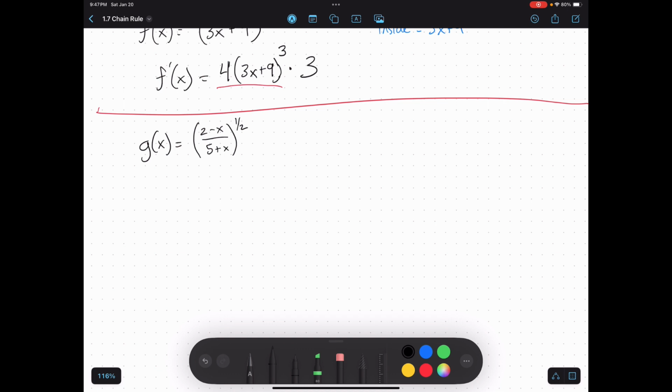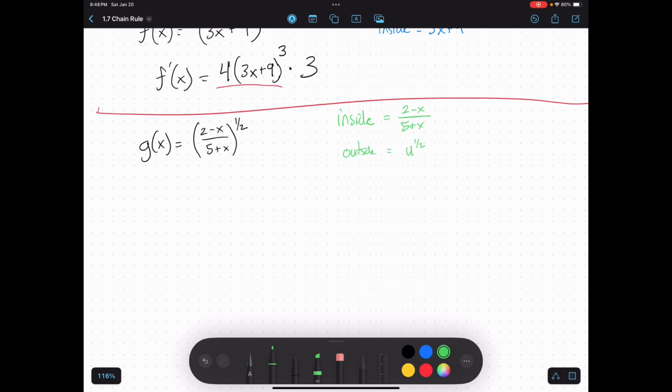Okay, this requires the chain rule because once again, I have a function inside of this exponent of 1/2 function, right? A square root function. I have a function inside of another function, okay? So to keep track, my inside function here is 2 minus x over 5 plus x. And my outside function is u to the 1/2. I like to use u as that kind of placeholder variable. Okay, so there's my outside function, u to the 1/2.